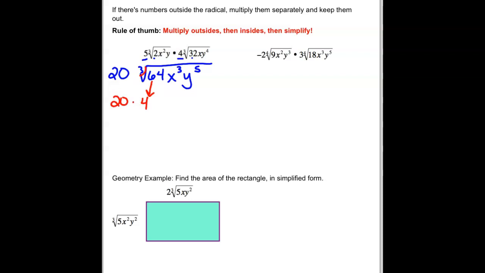We have groups of 3, and since we have 3 x's, we can make 1 full group. For the y's, we can make 1 group that uses up 3 of them, but we still would have 2 left over that would have to stay inside that cube root symbol. And then multiplying the 20 and the 4 together, since they're both outside our root symbol, we would get 80xy times the cube root of y squared.